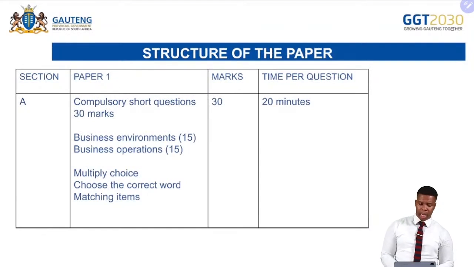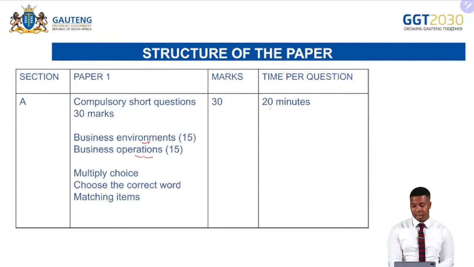With your examination, remember the total is 150, and this is how your 150 is structured. You have your section A, B, and C. So your section A has compulsory short questions. So we'll start with your allocation of marks. The total mark for section A is 30, and 15 marks is from the business environment, and 15 marks is from the business operations.